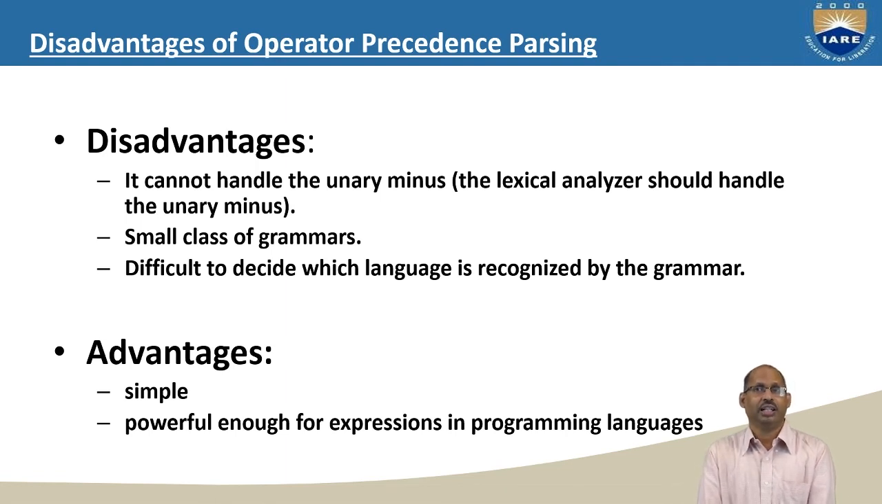So here the disadvantage is that it cannot handle the unary minus. It is applicable only to a small class of grammars. It is difficult to decide which language is recognized by the grammar. So these are the disadvantages of this operator precedence parsing method. Advantages: it is simple, and it is powerful enough for expressions in programming languages, right? So these are the advantages and disadvantages of the operator precedence parsing method of the bottom up parsing methods.